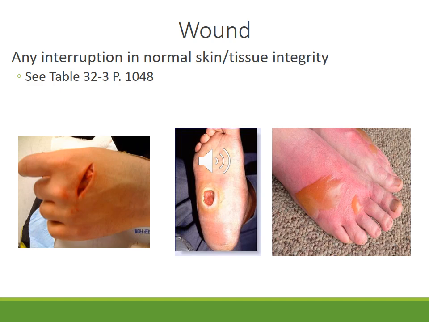So a minute ago, I was talking about any disruption in skin, such as body piercing, would be considered a wound, and that is pretty much the definition of what is a wound. It's any interruption in normal skin and tissue integrity. There's a great table in the book. I've listed the page number here, and it talks about the different types of wounds. In the next few slides, we're also going to go over that and show some pictures. But just be aware, any interruption in normal skin tissue would be considered a type of wound.